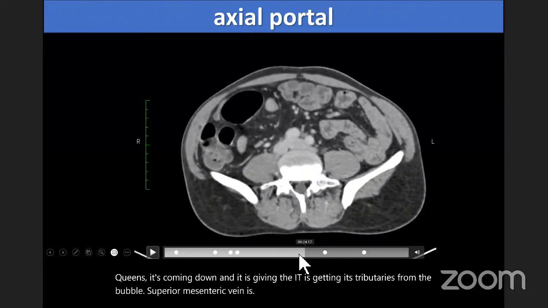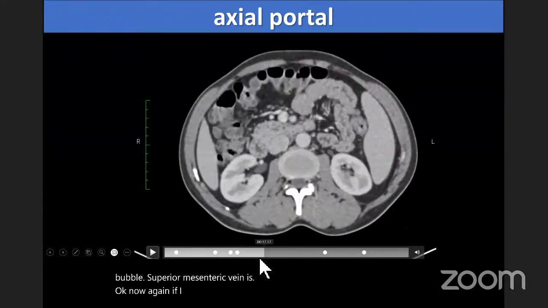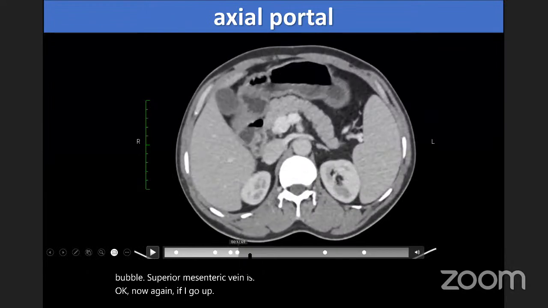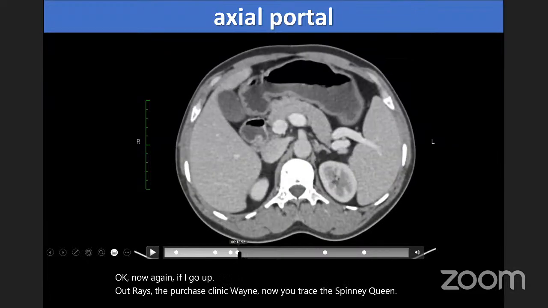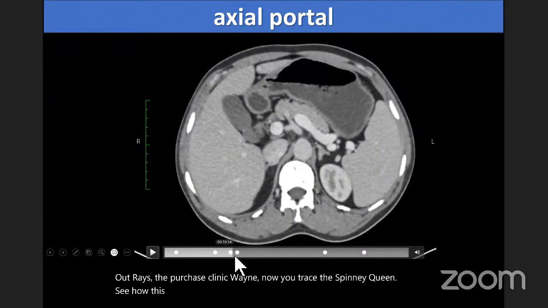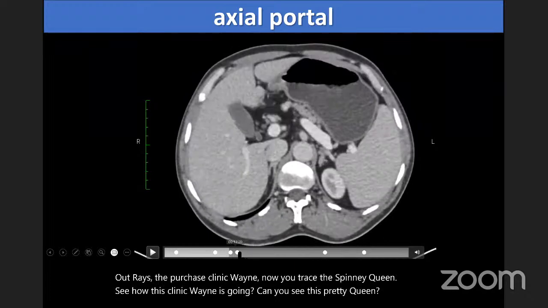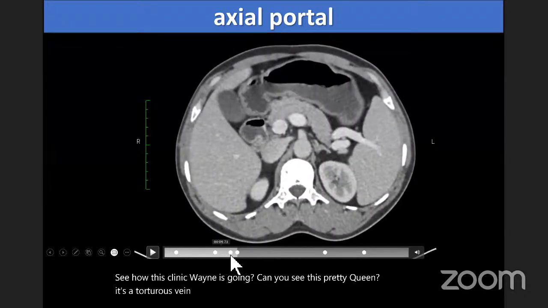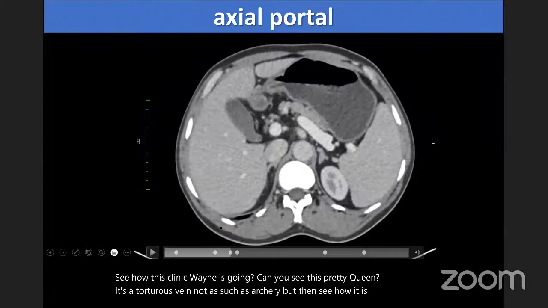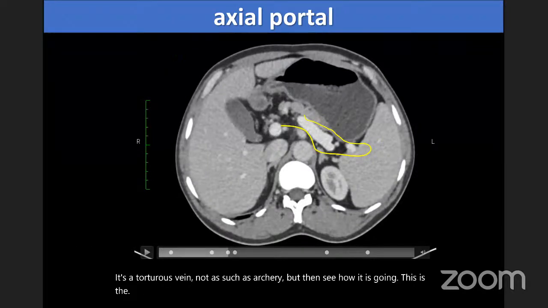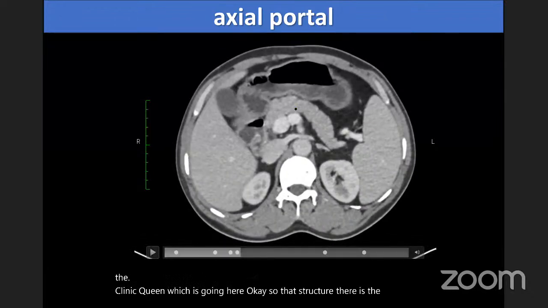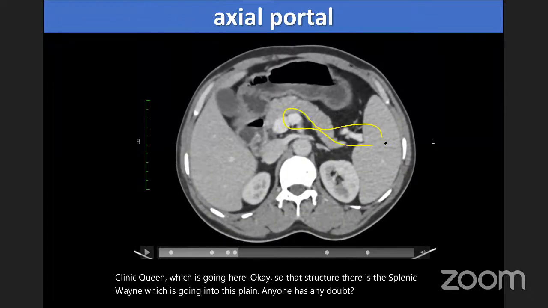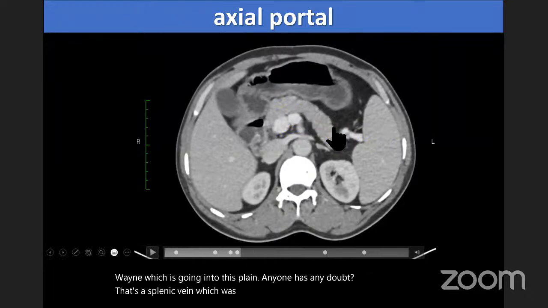Okay, now again, if I go up, now trace the splenic vein. See how the splenic vein is going. Can you see the splenic vein? It's a tortuous vein, not as tortuous as the artery, but see how it is going. This is the splenic vein, which is going into the spleen. Anyone has any doubt? That's the splenic vein, which was joining the portal vein and forming the portal vein.